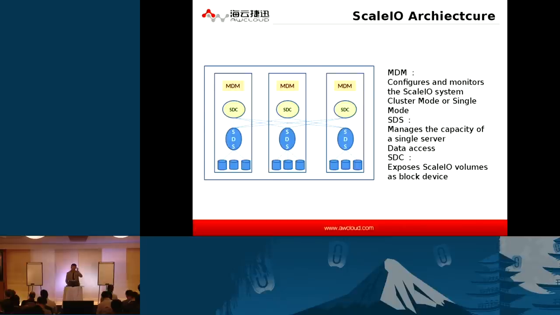This slide shows the architecture of ScaleIO. The ScaleIO architecture is very much like Ceph. It has three different types of daemon. The first is the MDM. You can think of it as equal to the monitor in Ceph. It configures and monitors the ScaleIO system cluster. You can deploy the MDM in cluster mode or single mode.